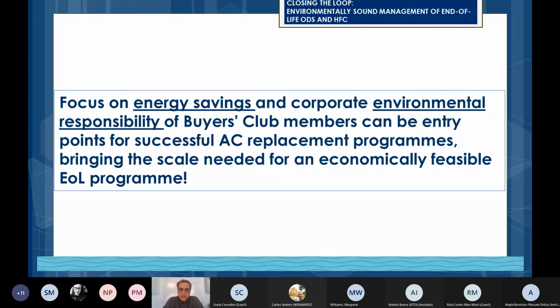And as a conclusion, we are confident that the significant savings resulting from greater energy efficiency associated with increasing commitment to environmental responsibility among healthcare organizations in Brazil offer favorable conditions for refrigerant replacement programs, and that Buyers Club would be the most suitable approach to ensure the best solution for refrigerants end of life in Brazil.